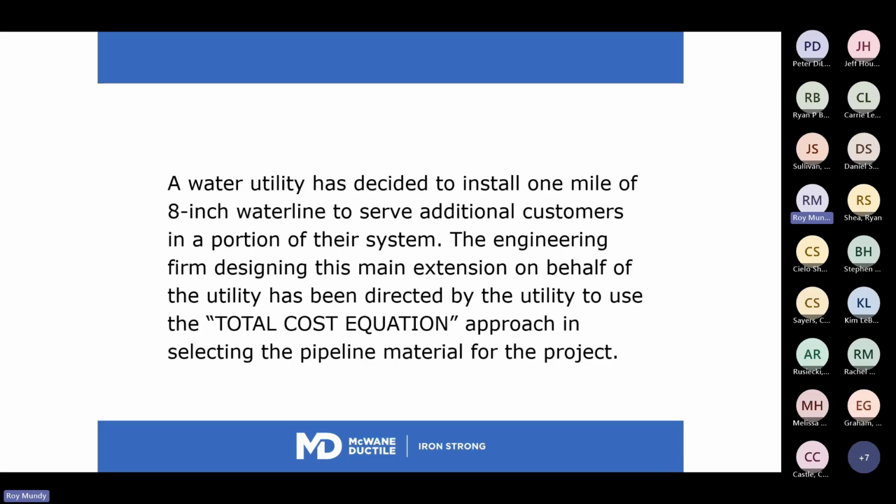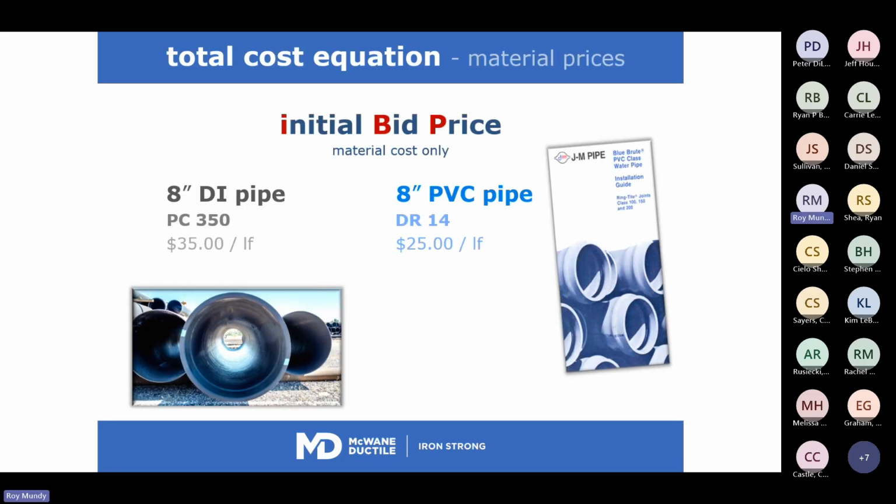So we said, okay, we're going to take the approach that a water utility has decided they're going to use this total cost equation in determining what kind of pipe am I going to select for this next 1 mile project in this particular subdivision, and see how it comes out. So let's look at the initial bid price of the pipe itself, and this is material cost only.